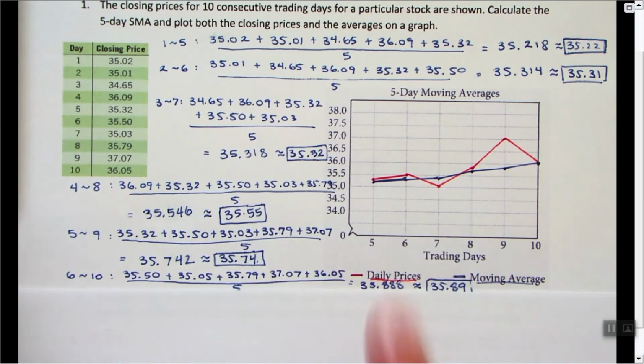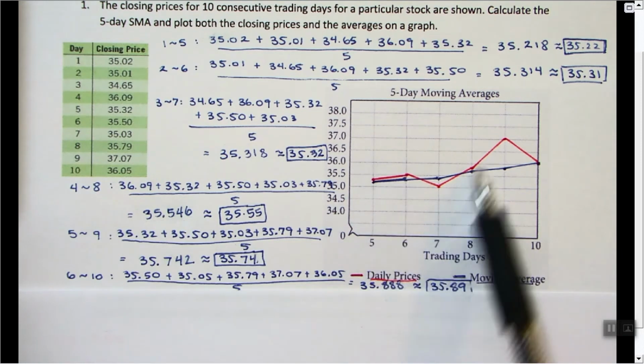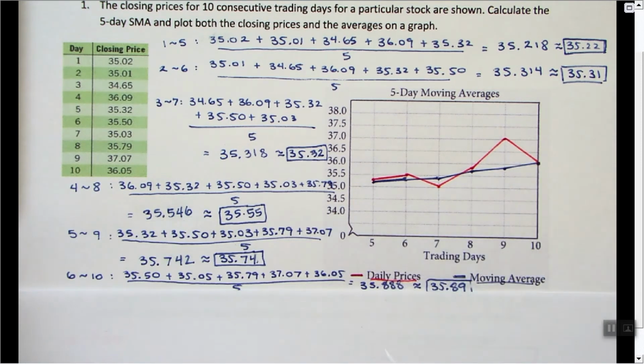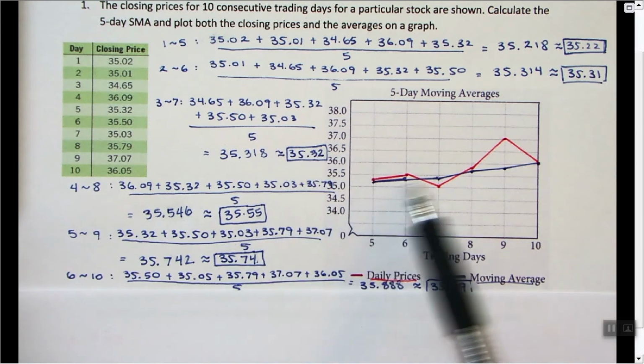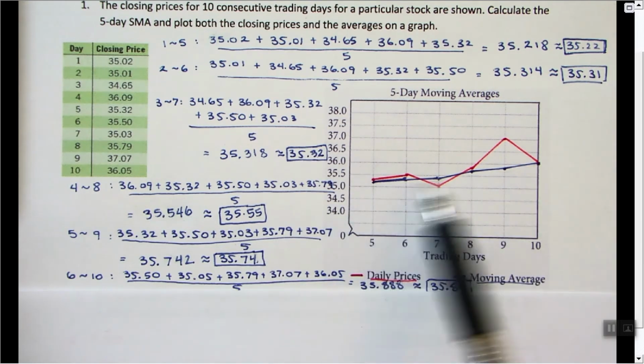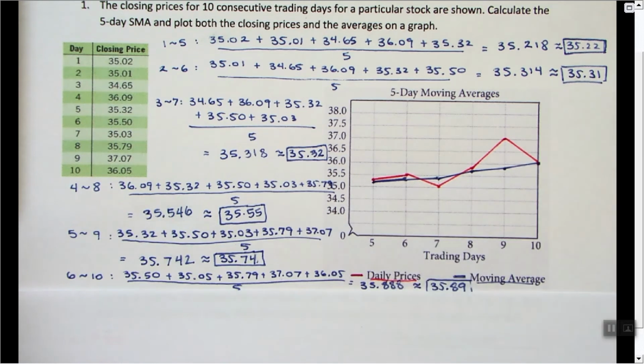Now here's a graph of the 5-day moving averages. I picked the color red to be the daily prices, and I took from day 5 to day 10 what those daily prices were. Then the blue were the daily average prices, and that's right there. So you can see it's a smoother trend than the red one. If you need more time with this, go ahead and pause the video and take the time that you need.